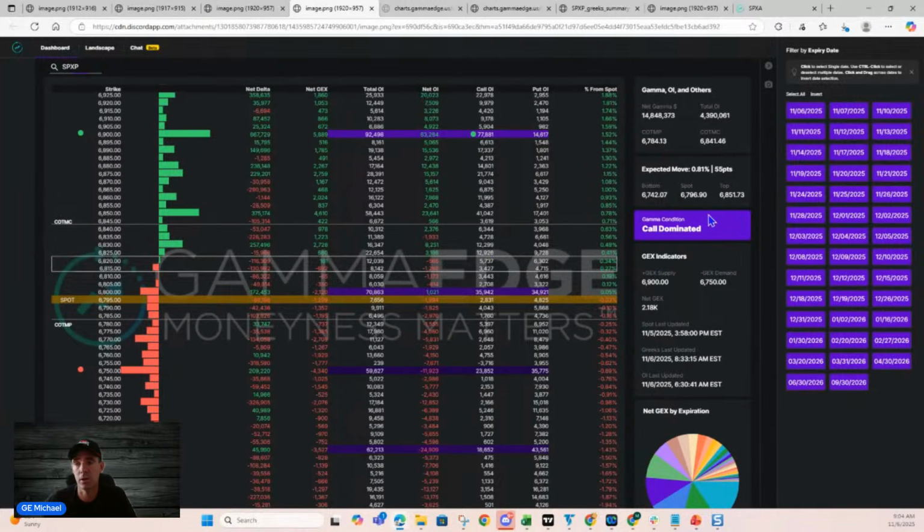We did flip to call dominated on all expiries here, even though we see a significant amount of puts within the overall structure. Key area is the transition area, 68.15 to 68.20. Obviously, getting above that area and staying above will give us a little bit better environment for price appreciation. And we see 6,900 still the target to the upside.